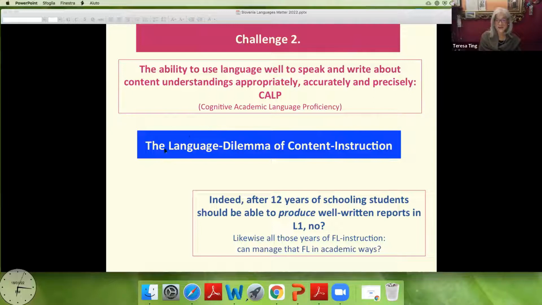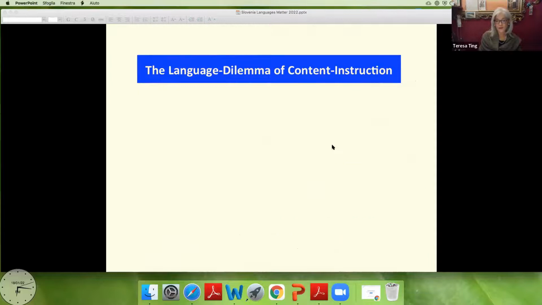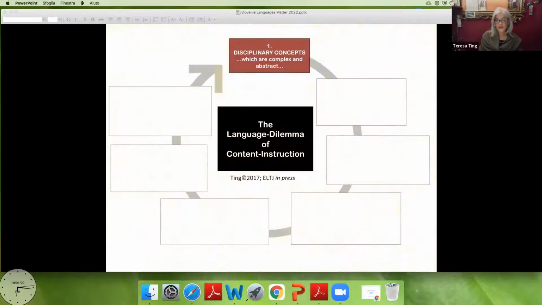This takes me to the language dilemma of content instruction. Let's walk through this together. This is what it looks like. The language dilemma of content instruction. We start with the fact, point 1. And I'm going to give you a paper with this in it. So just relax and listen.